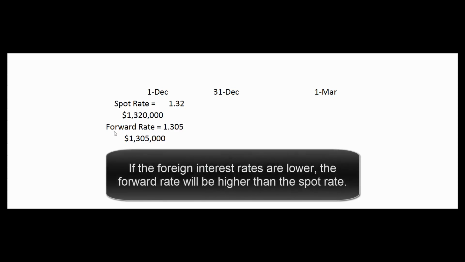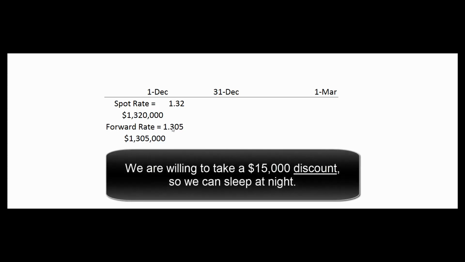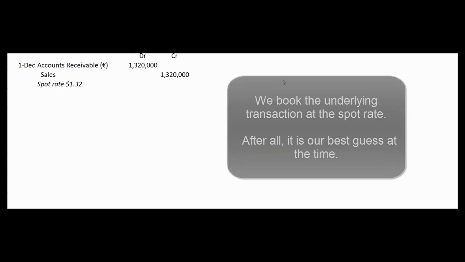If the interest rates of the foreign currency are lower, the forward rate is going to be higher than the spot rate. In this case, the euro rate is a little bit higher, so it trades at a discount to the spot rate, and the forward rate is 1.305. So we're willing to lock in the fact that we'll get $15,000 less just so we don't have to worry about things. So the first journal entry is the same. We know we're going to receive €1,000,000. The spot rate as of December 1st is still $1.32. So our best guess as to what we're going to receive is €1,000,000 that will convert into $1,320,000.